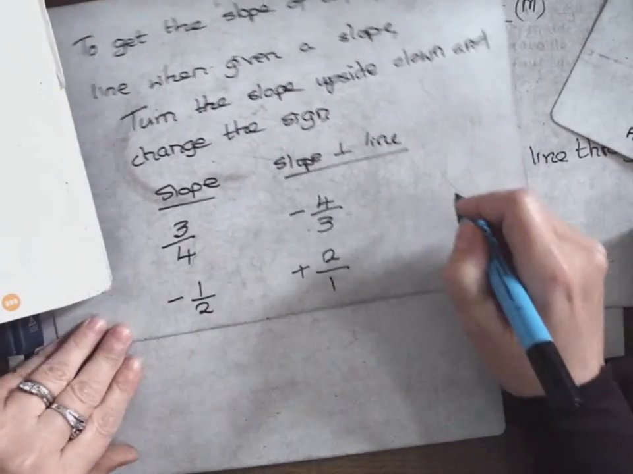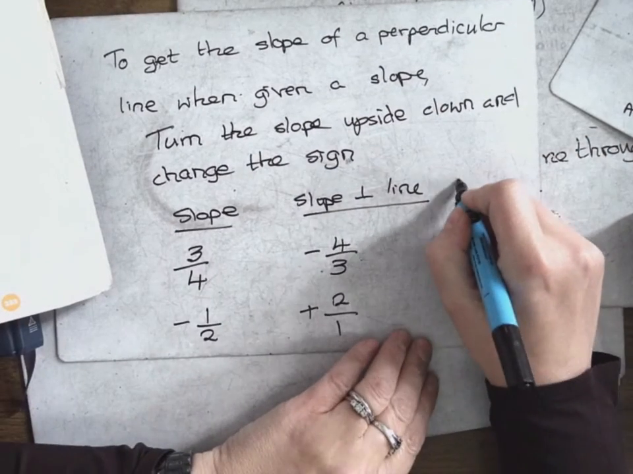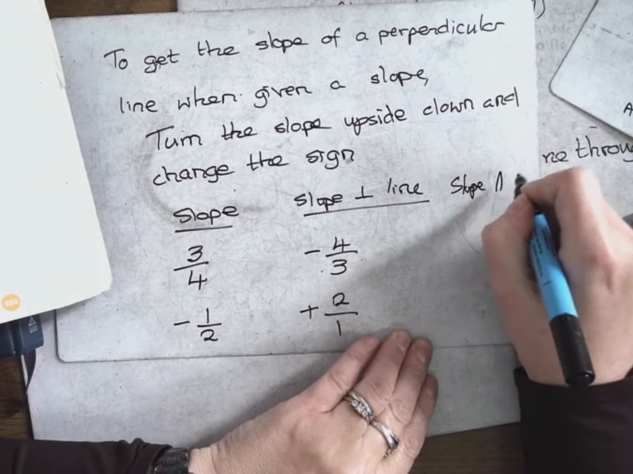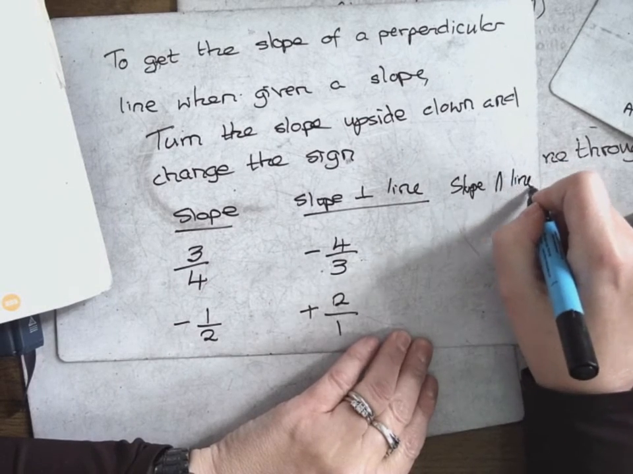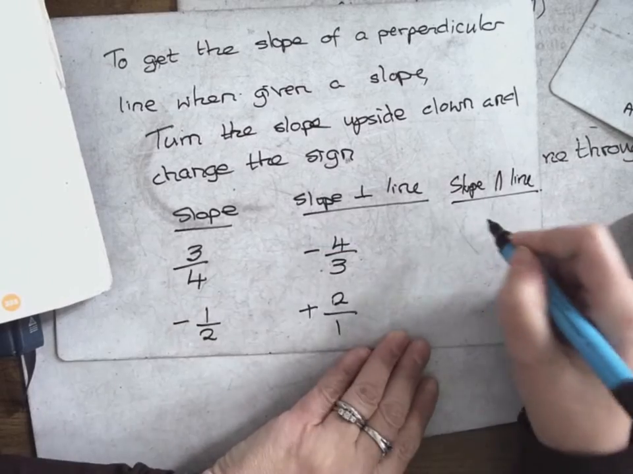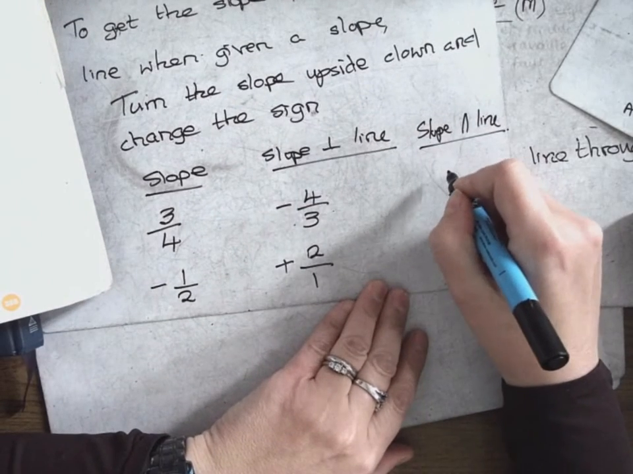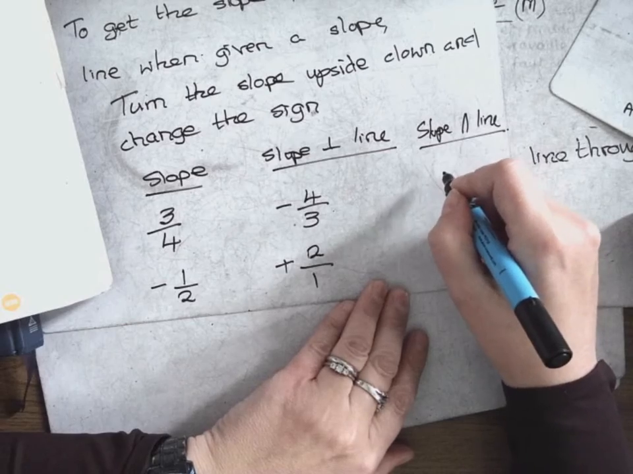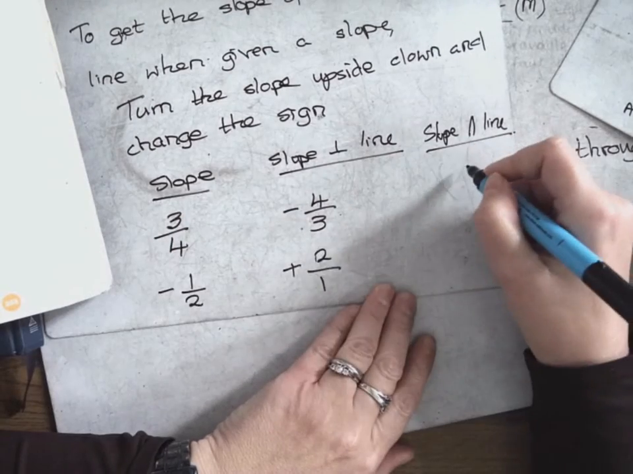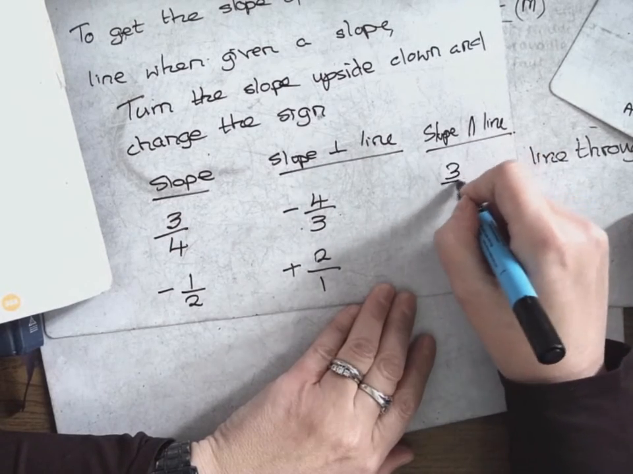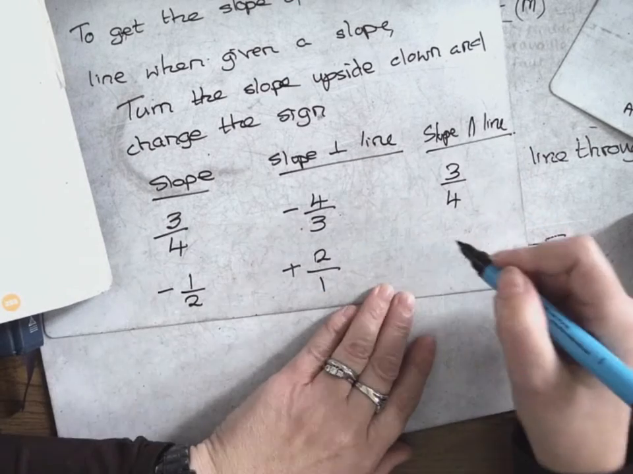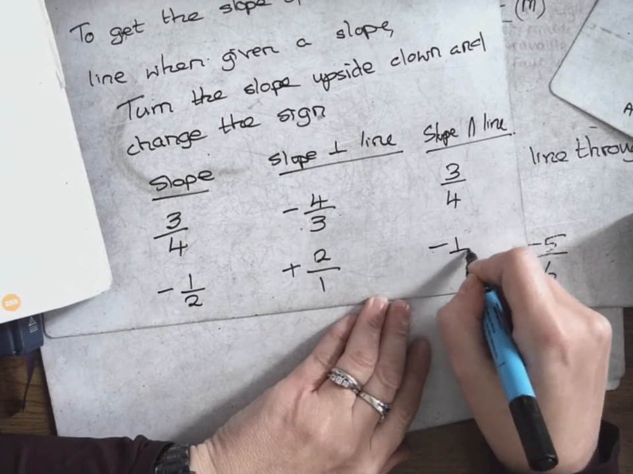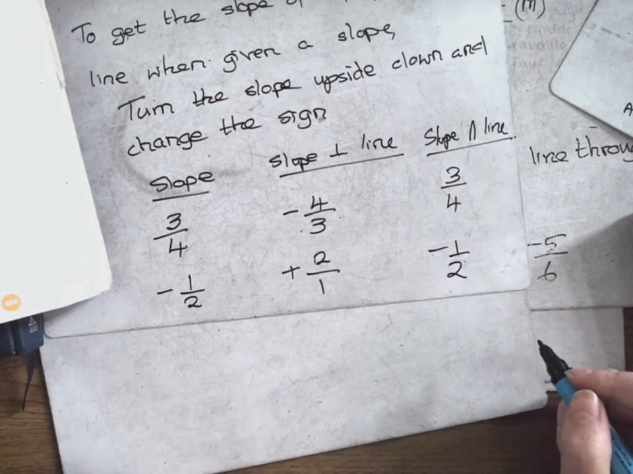Okay? Here, while I'm here, slope of a parallel line. So the slope of the original line is 3/4. What's the slope of any parallel line? You couldn't have forgotten already. If it was 3/4 to start with, what's it now? 3/4. If the slope of the original line was -1/2, what's the slope of a parallel line? -1/2. It's the same. Okay? Is that right?